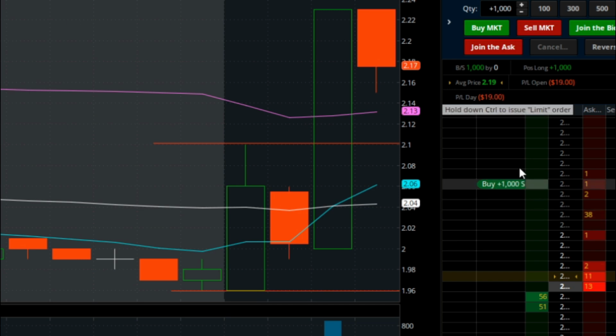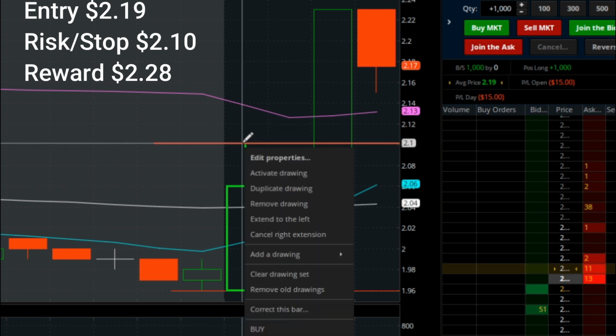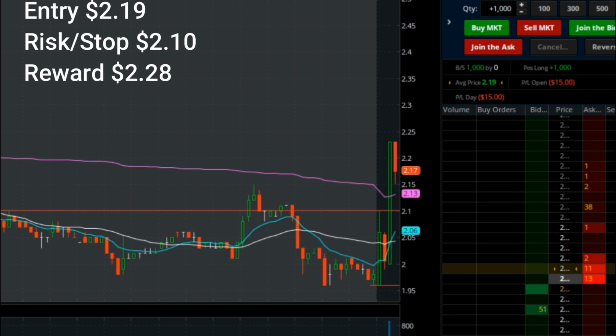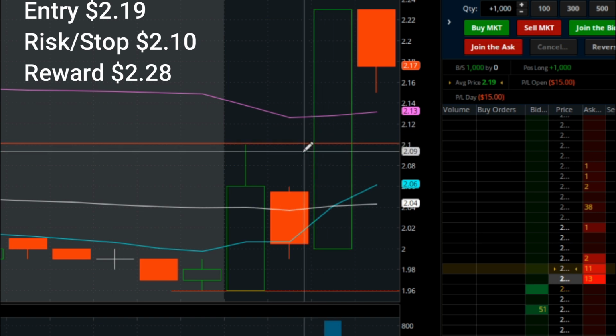Let me go ahead and pause it here as well. So my entry was 2.19. Just to review the risk and reward levels, my entry on this specific trade was 2.19. I think we could probably use a risk level, let me see if 2.19 has a little confirmation here, or 2.10. We could probably use 2.10 as a risk level here. You could also use $2, but I think that's a little bit too much. I think 2.10 is a reasonable risk level.